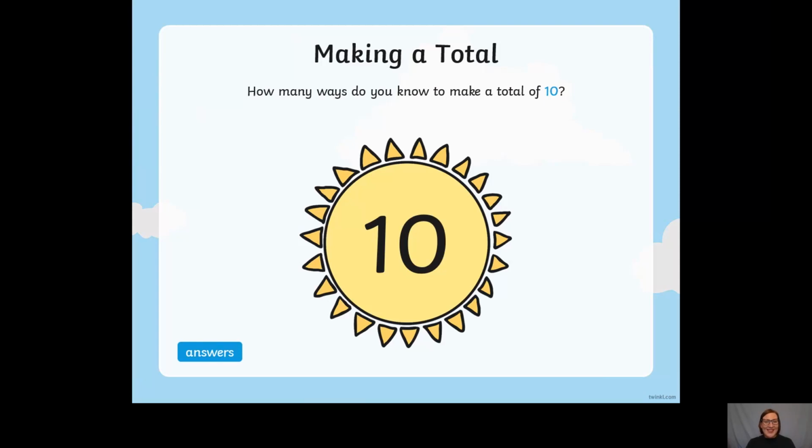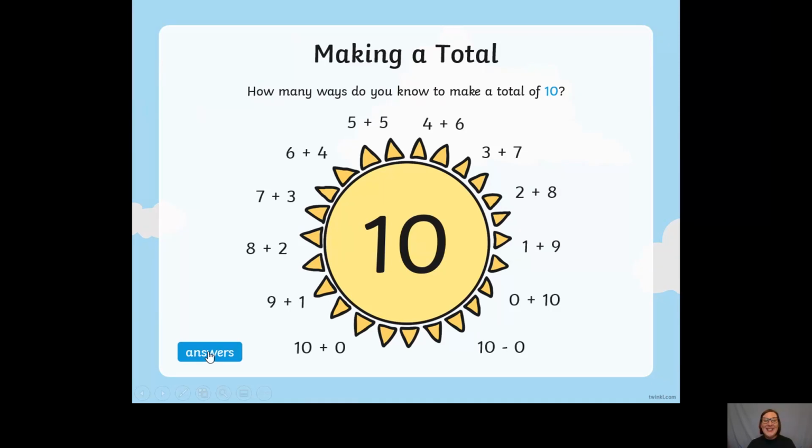I'm excited to see. I wonder if we got the same. Shall we look? Yes, fantastic. So I had got 10 add 0 is 10. 9 add 1 is 10. 8 add 2 is 10. 7 add 3 is 10. 6 add 4 is 10. 5 add 5 is 10.